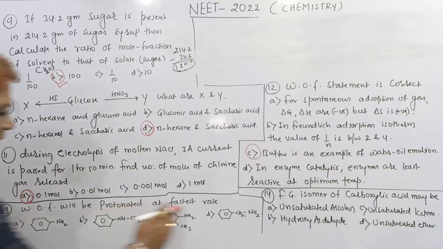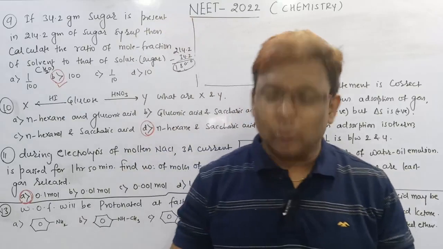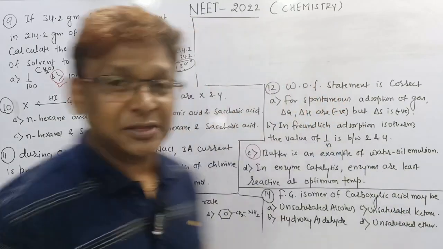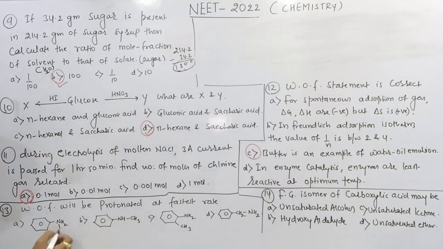Which of the following will be protonated at the fastest rate? Beta, protonation means addition of H plus ion. After addition of H plus ion, it will form the stable carbocation. So check the first answer. I am going to show with the first example here. It will take the H plus ion and form the carbocation on the benzene ring, which is highly unstable.